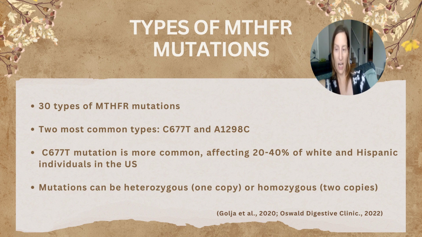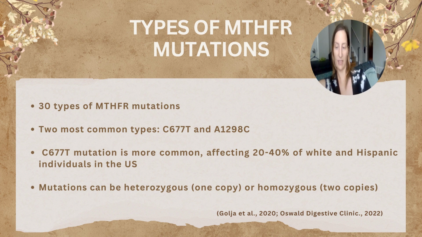There are over 30 types of MTHFR mutations. The two most common types are C677T and A1298C. The C677T mutation causes up to 70% reduction in enzyme activity with a double gene mutation. A double gene mutation is when you receive a mutation from both parents.